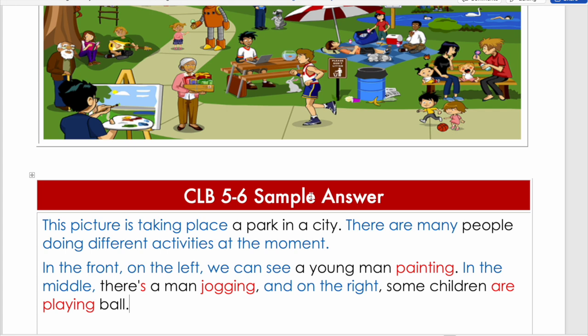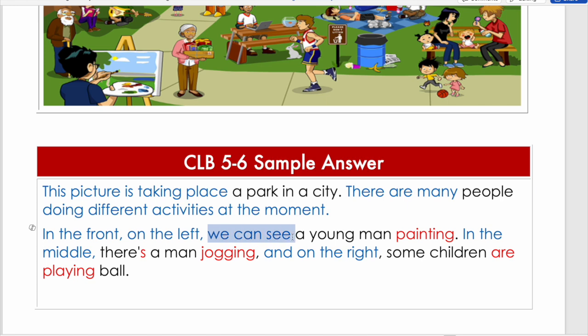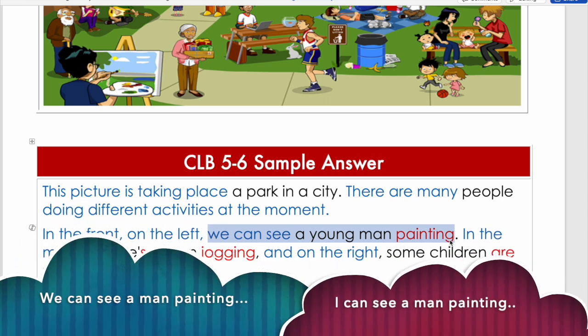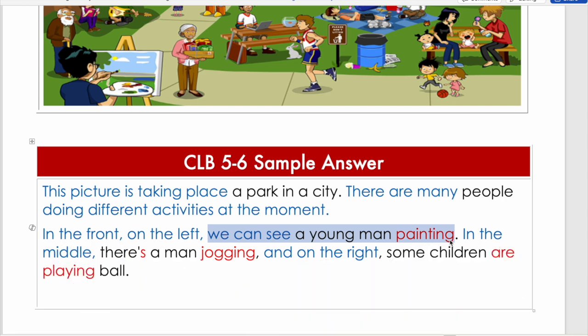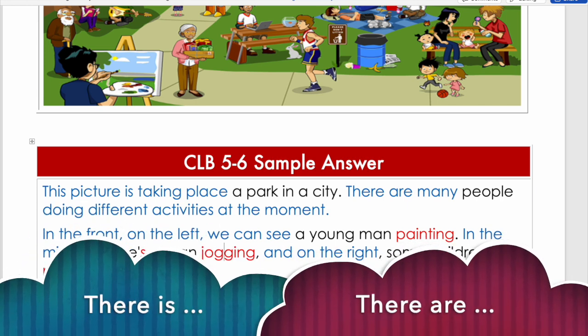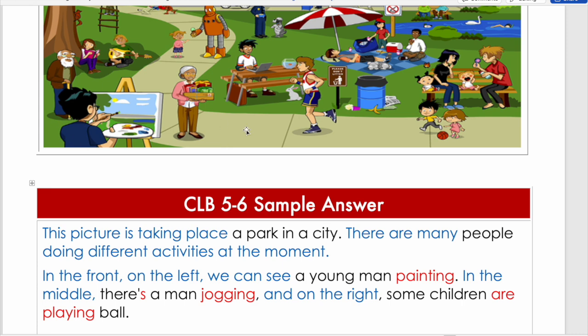The second thing that I want to point out here is that in this case, I said we can see a young man painting. That's one way to express we can see, or I can see also a young man painting. Okay, that's one way. The second way is there is, or there are. There is a young man painting. There is a man jogging. There are some children. Okay, there is, there are.